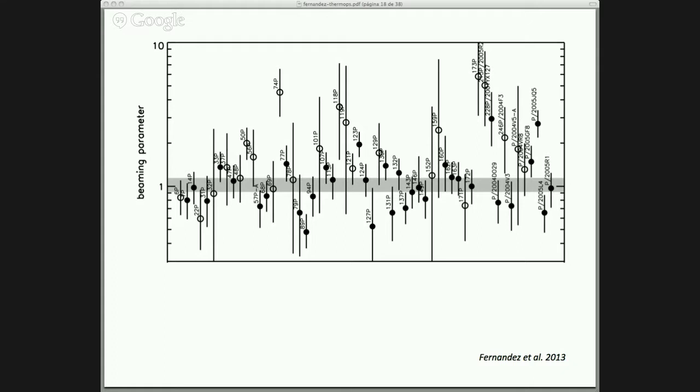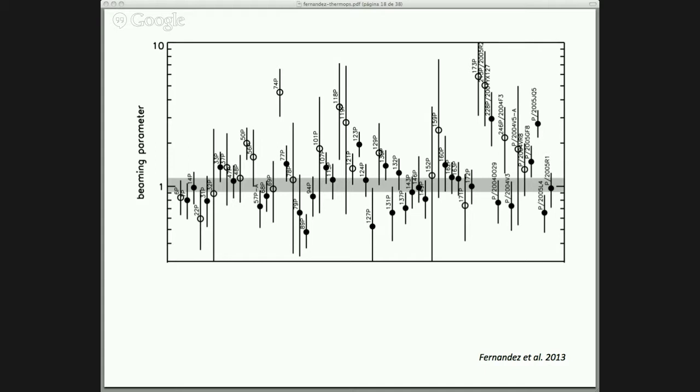Some of these have really big error bars, and I'm not going to claim that some nuclei actually have beaming parameters that are super high here, right? The error bars are what they are, and we thought, okay, is there a better way to show what's going on in the distribution of beaming parameters for these 57 objects?